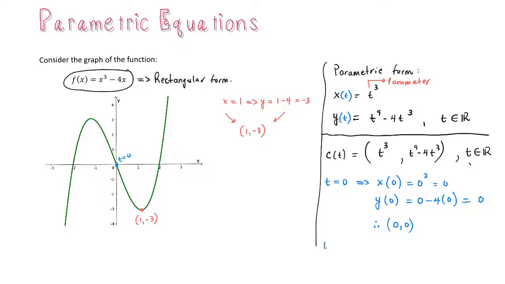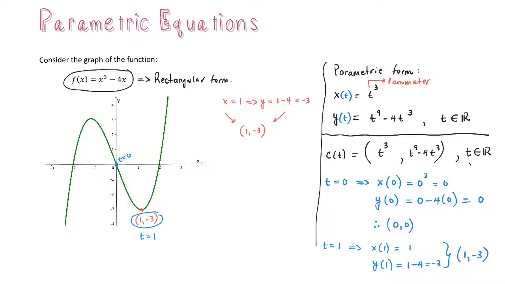When it comes to t equals, let's say, 1, then again, x of 1 will be 1, and then y of 1 is going to be 1 minus 4, negative 3. So the point that corresponds to the parameter being 1 will be the point 1 comma negative 3. And this is this point right here. So this point corresponds to the parameter t equals 1.